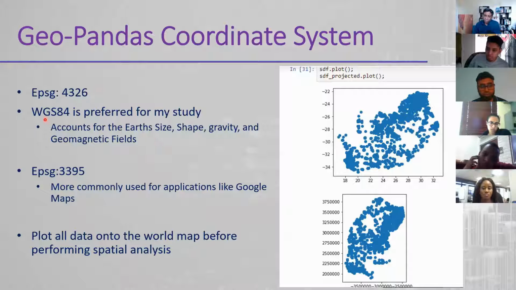So to move on, the most common coordinate system that I prefer to use is WGS84, for the reason that it accounts for the Earth's size, shape, the gravitational pulls, and the different fields. It's because of the nature of my study that I chose this coordinate system. If you look at something like Google Maps, they're using a different coordinate system, which doesn't really require you to understand the shape of the Earth or the gravitational pull. So it all depends on the type of study that you are doing and what coordinate system would best suit you. And that's fine.